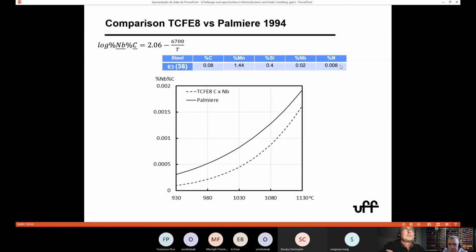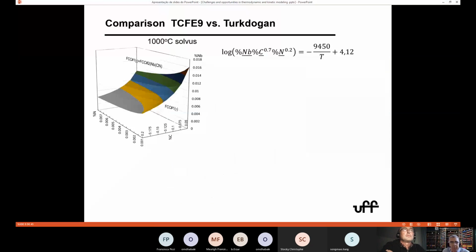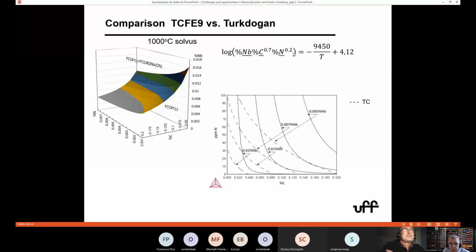So it's really impossible to assume that if you have 80 ppm nitrogen in this steel, you would have a pure niobium carbide. It's not going to happen. You're going to have nitrogen in there. So the other question, a lot of people would like to use this Turkdogan carbonitride, but then again, this is very nice, you end up getting a little bit more complicated if you want to do it by hand. So you have a surface now because you have 3 compositions. But he fixed the stoichiometry here. So this is also not going to work very well.